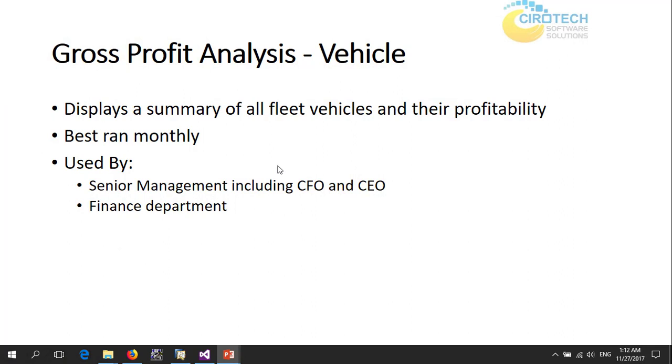The gross profit analysis reports are a very important part of the single integrated transportation management system, and the reason is that it brings all the financial information together, as well as the distances that were traveled by the vehicles. This gives us the ability to show a cost per kilometer measure as well as a profit per kilometer.